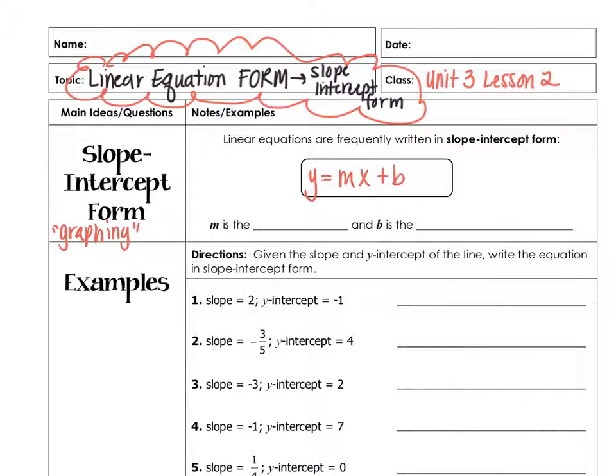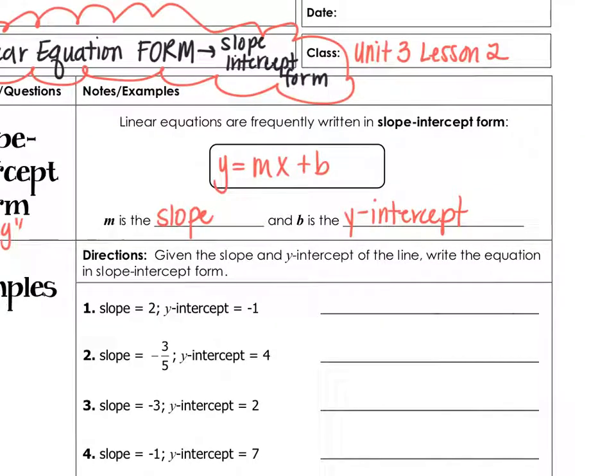And m, we know, is the slope. And b is called the y-intercept. So let's talk about what the y-intercept is. The y-intercept of a line is the point where the line crosses the y-axis. It's the point where the line crosses the y-axis.